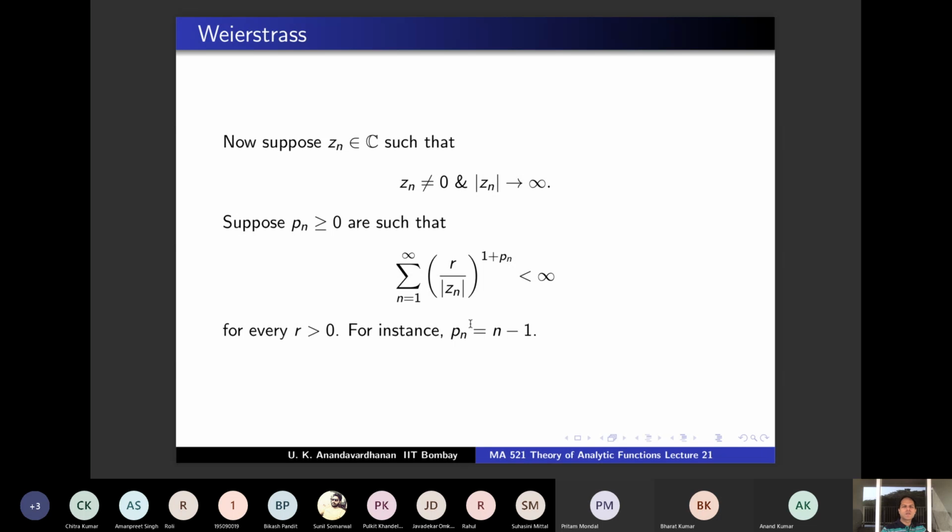Why, when Pn is n minus 1, is this convergent? When Pn is n minus 1, this is 1 plus n minus 1, so this is n. So it is R by mod Zn, to the power n.